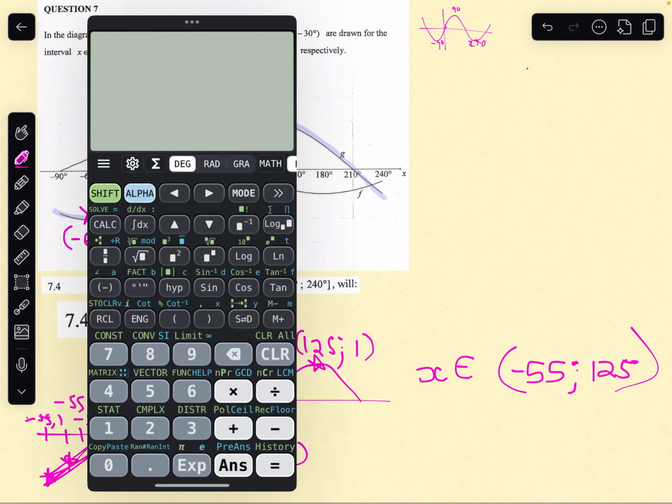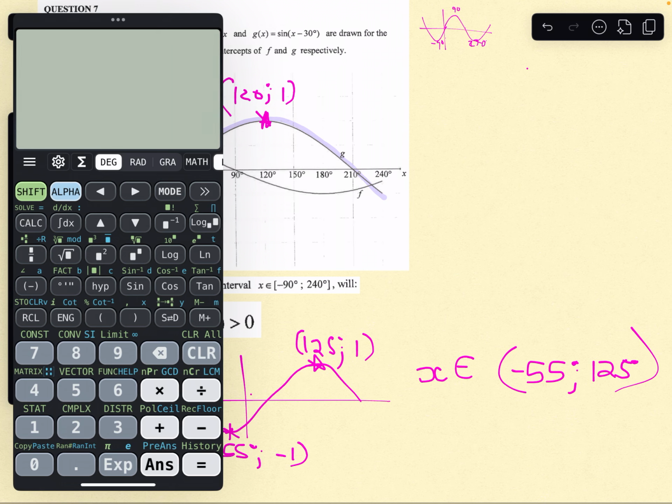I wish I had more options for where this calculator can be and not just either left or right. So we know that g of x is sine of x minus 30.